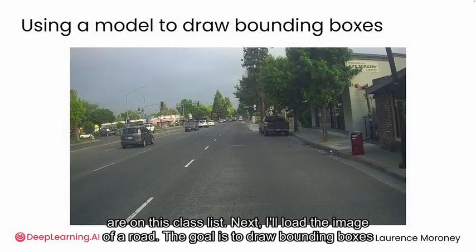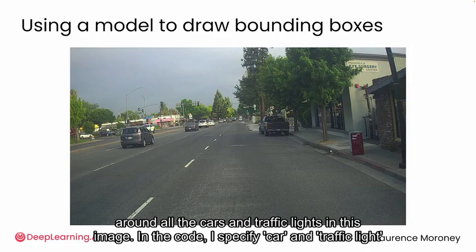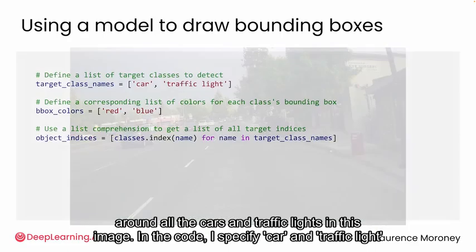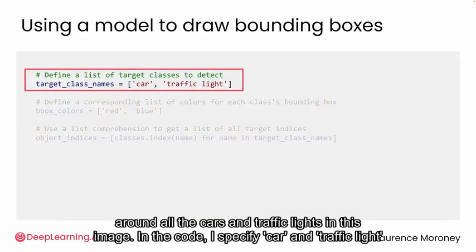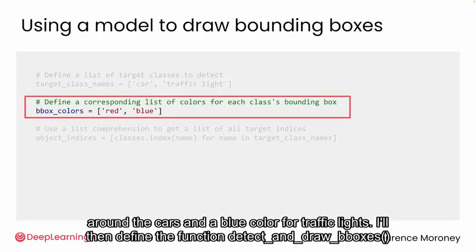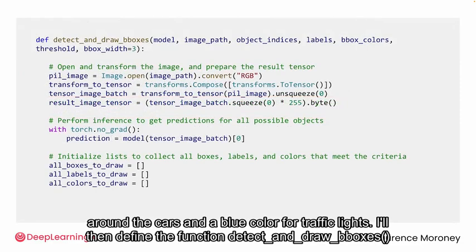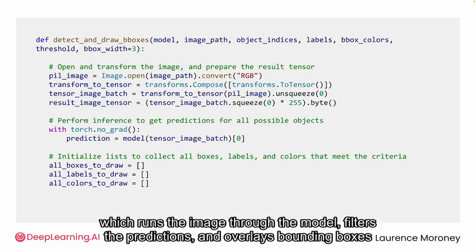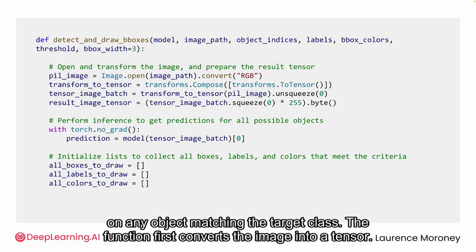Next, I'll load the image of a road. The goal is to draw bounding boxes around all the cars and traffic lights in this image. In the code, I specify car and traffic light as my target classes from the model's categories. I set a red color for bounding boxes around the cars and a blue color for traffic lights. I'll then define the function detect and draw B-boxes, which runs the image through the model, filters the predictions, and overlays bounding boxes on any object matching the target class.